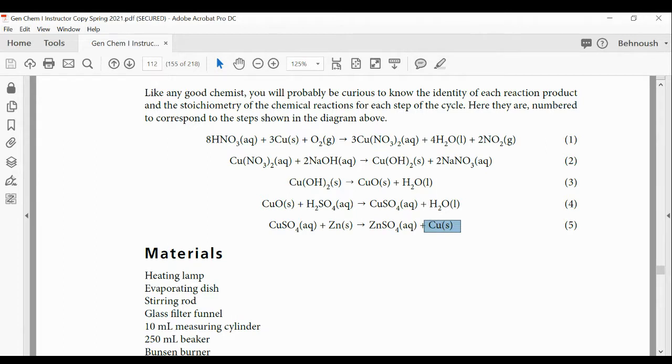Water, if it's not dried completely, can add mass to the copper. If there is any residual contamination left with the copper because you don't wash it properly, say in reaction 5, you don't only have copper, you have zinc sulfate as well, right?